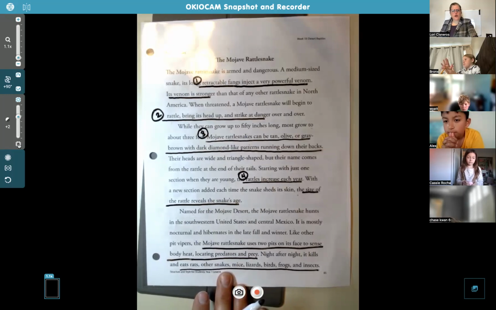Okay, so what would be a predator for the rattlesnake? A predator would be like a coyote. A coyote? What do you think, Wyatt? Mountain lions. Mountain lion's good, okay. Any other ideas of a predator?